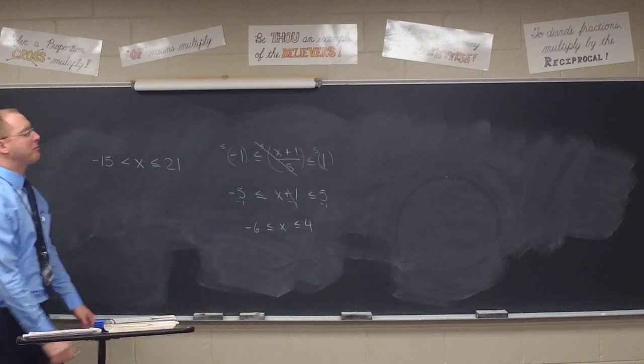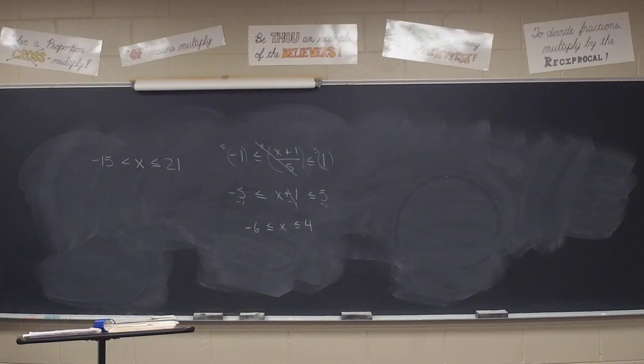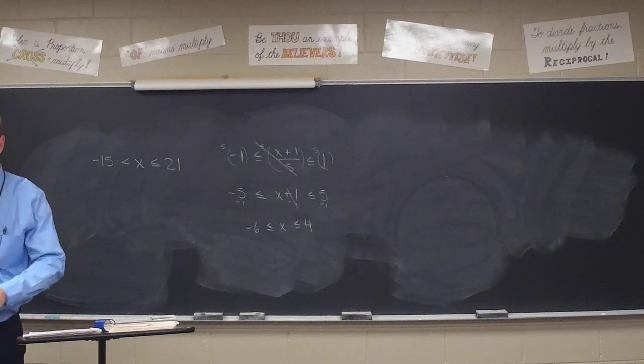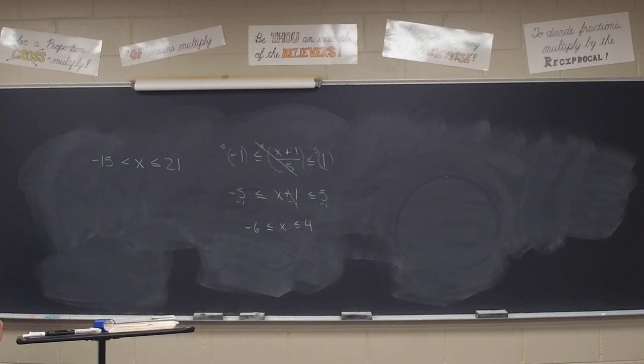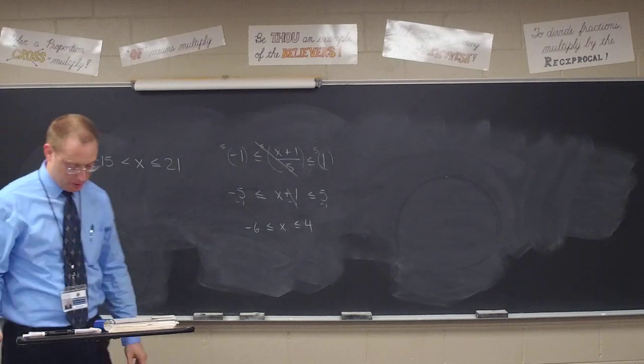This one wouldn't be too bad to graph, but again, for sake of time, we'll just talk it through. Put a closed dot on negative 6, and then put a closed dot on 4, positive 4. And then shade in between. Very good. Look at number 23.